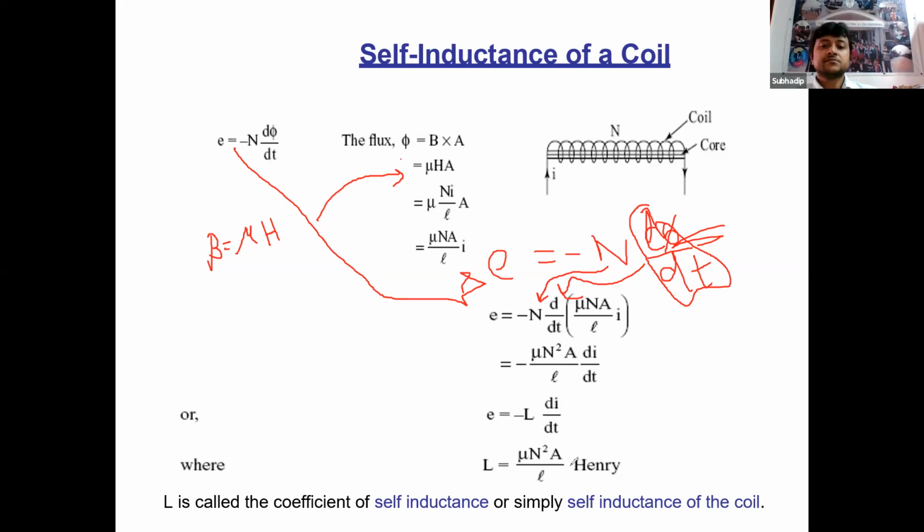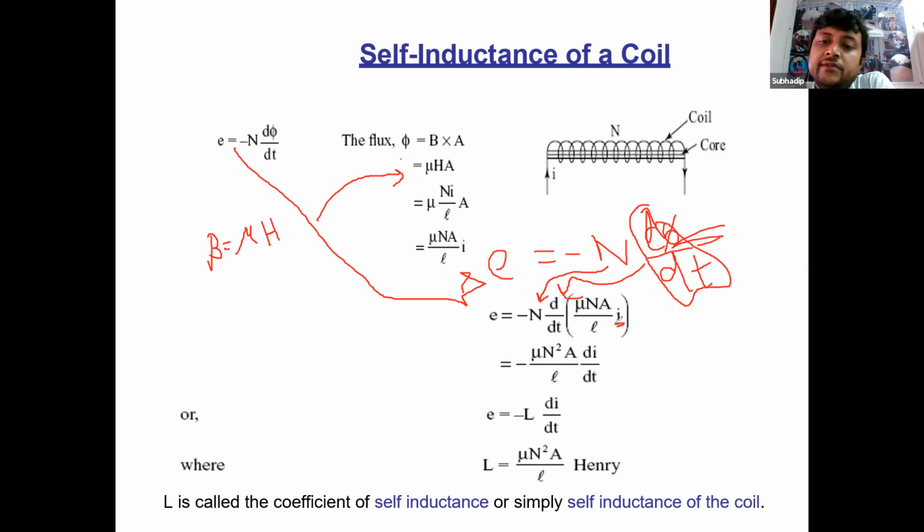Okay, so you see, as we know, some confusion may occur in your mind. Sir, why have you written here di dt? Because on the last day also I have told that whenever we are talking about any instantaneous value, this should be written in small letters, which is very well in nature. So that's why the small e equals minus n d dt of mu n a by l into I.